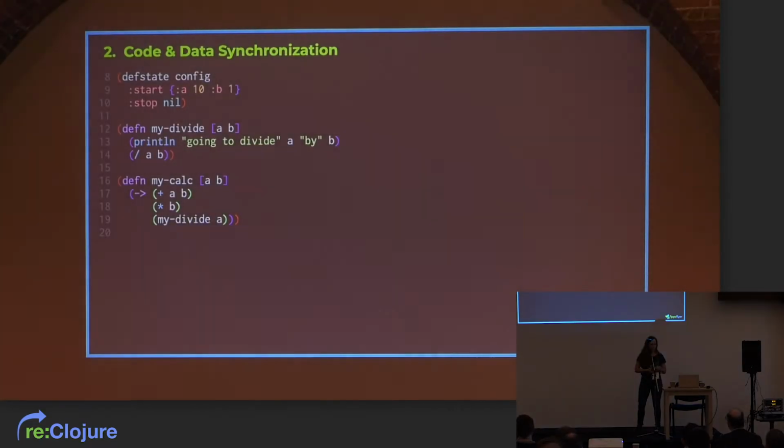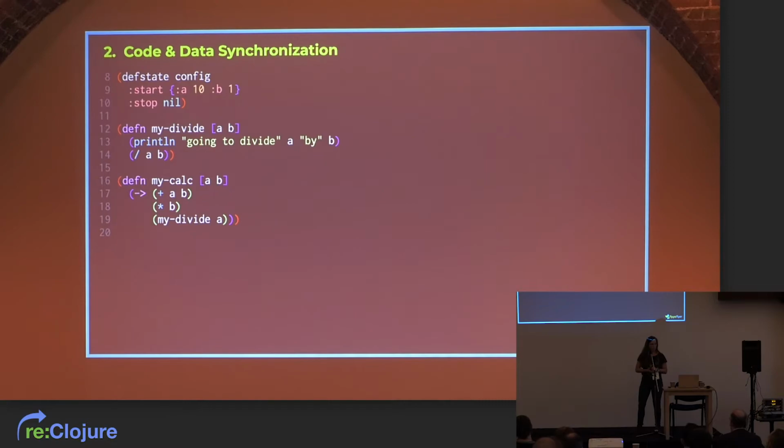So let's go back to this example we saw. Just to keep it simple, I will update the value of A from 0 to 10, and I want it to be updated. So when I now call my calc function, I want a new result that relies on this updated data.